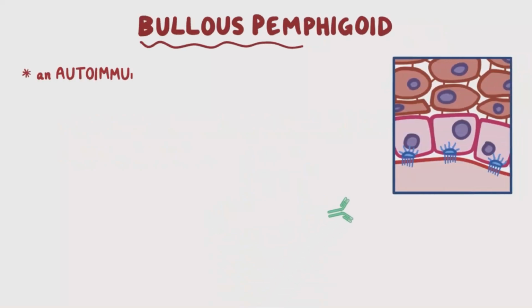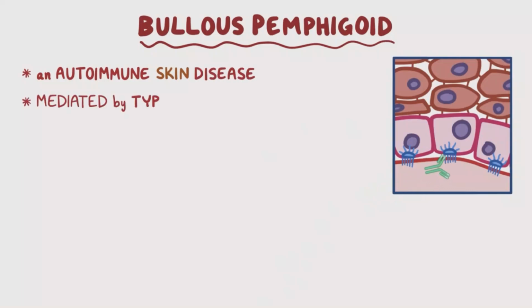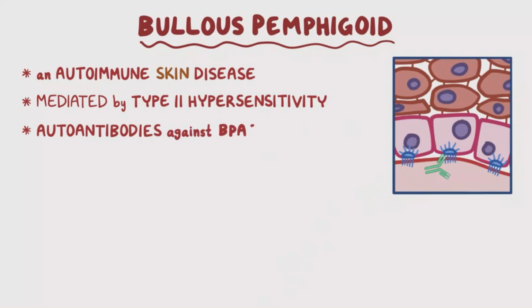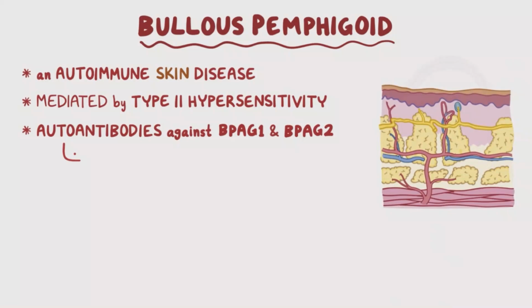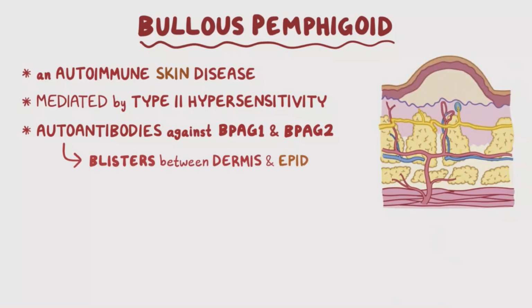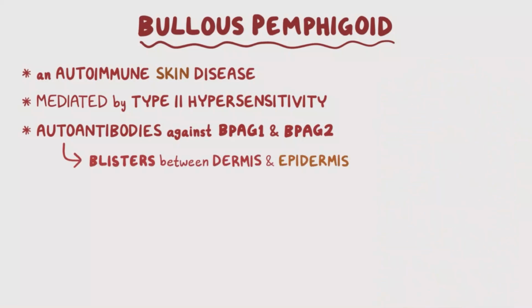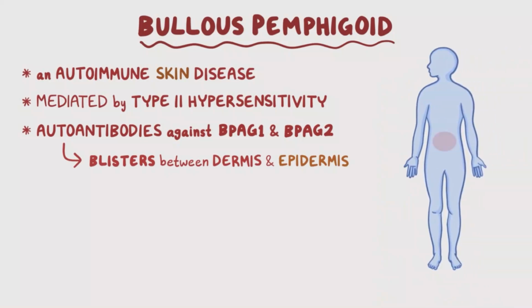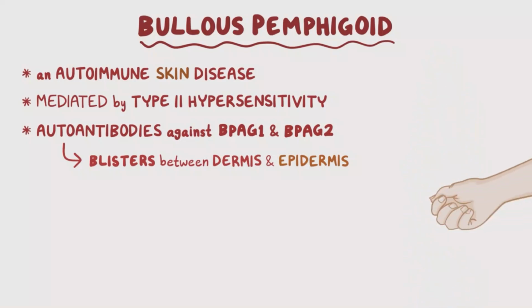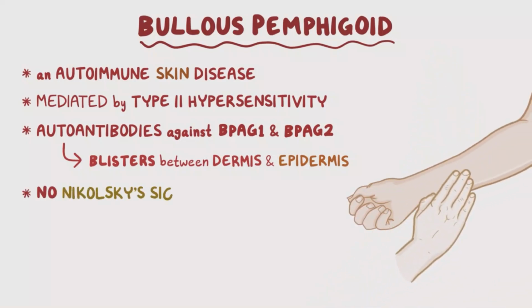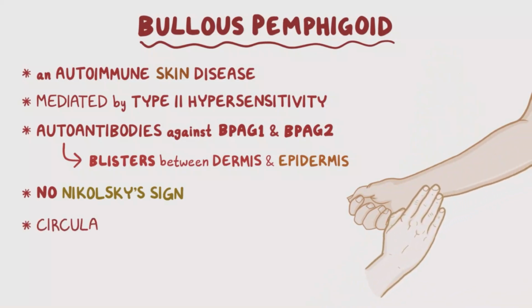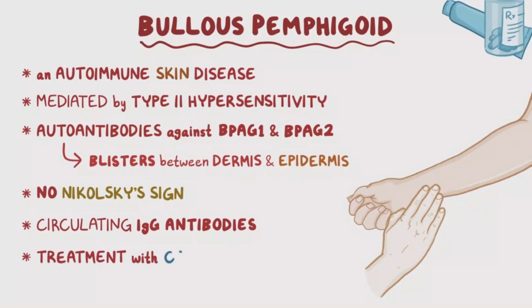Alright, as a quick recap. Bullous pemphigoid is an autoimmune skin disease mediated by type 2 hypersensitivity. Autoantibodies form against BPAG1 and BPAG2, and they allow blisters to form between the dermis and epidermis layers of the skin. Large, tense blisters on the lower abdomen, arms, and legs are the most common symptom. There is no Nikolsky sign, however, but there are circulating IgG antibodies, and this condition is usually treated with corticosteroids.